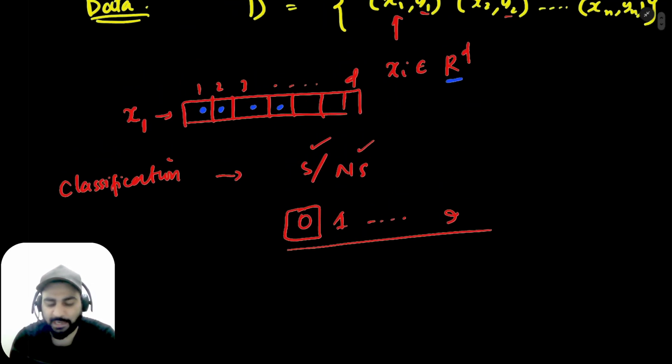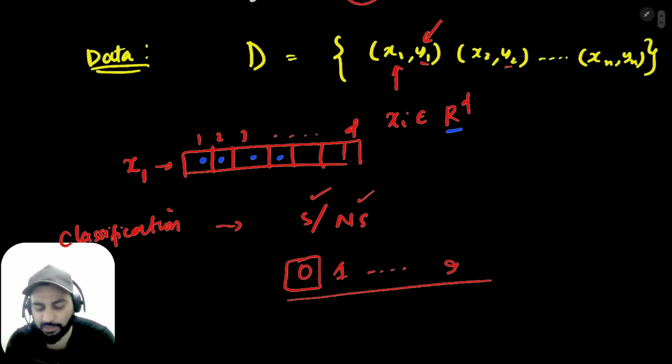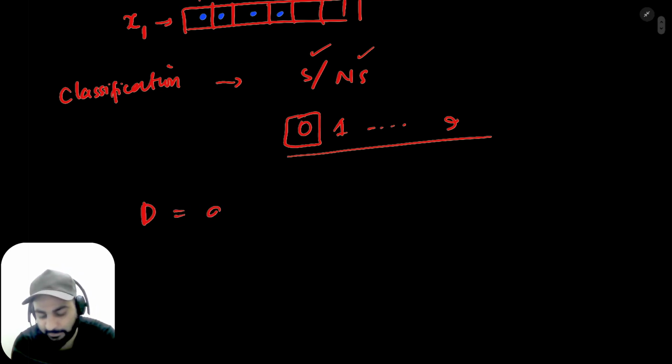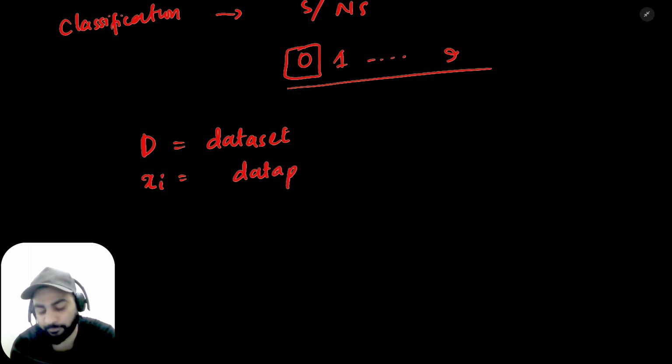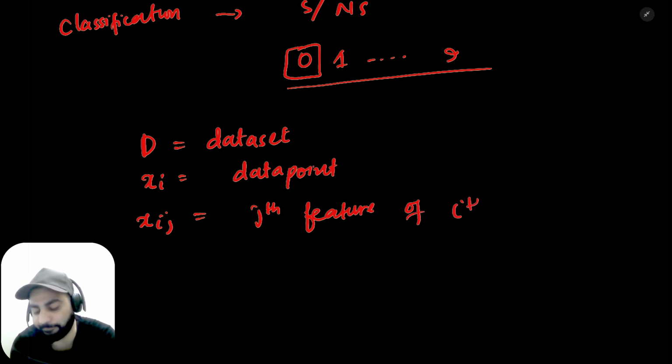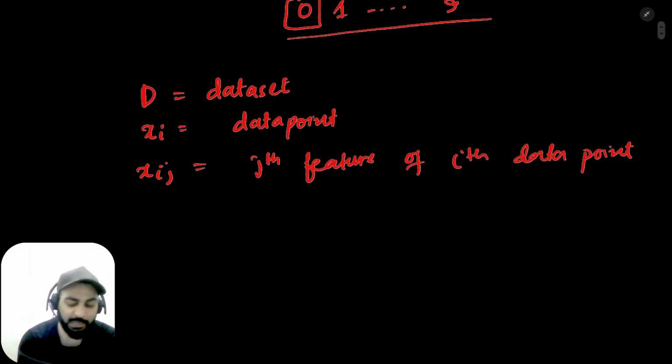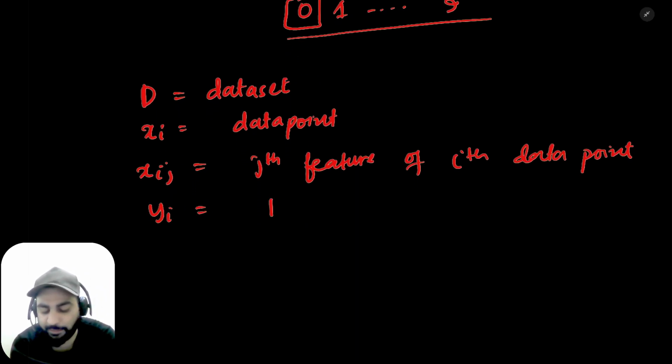So let me write it formally so that you are clear with the notation. This D here means data set, because I'll be using this notation always, so please keep this notation in mind. x_i will be a data point. If I write x_ij, this will be a feature of a data point, the jth feature of the ith data point. And then I'll write y_i, this means the label of the ith data point.